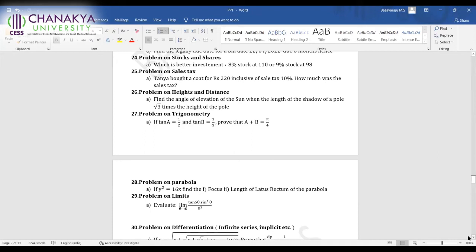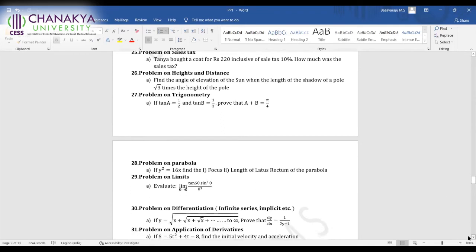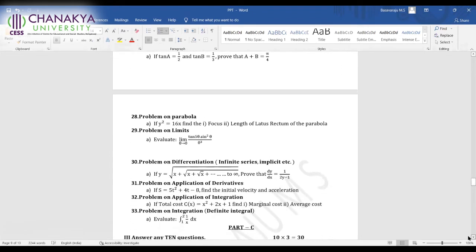Then the 29th one is from limits. For this, you need to use splitting the limit for each function. Make sure that this will be reduced to tan theta divided by theta. What is the formula for tan theta by theta? So in the same way, the next part is from infinite series differentiation.